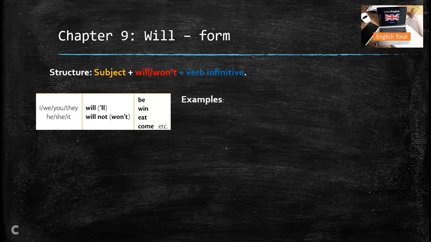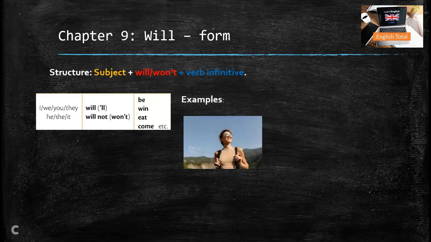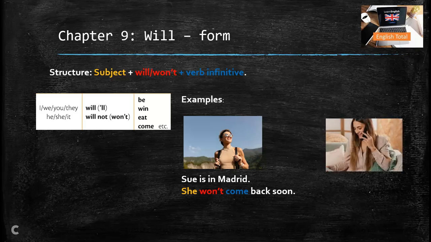Here are some examples. Sue is in Madrid. She won't come back soon. You can call me tonight. I will be at home. As the examples illustrate, will generally describes a more generic kind of future, not something that has been planned.